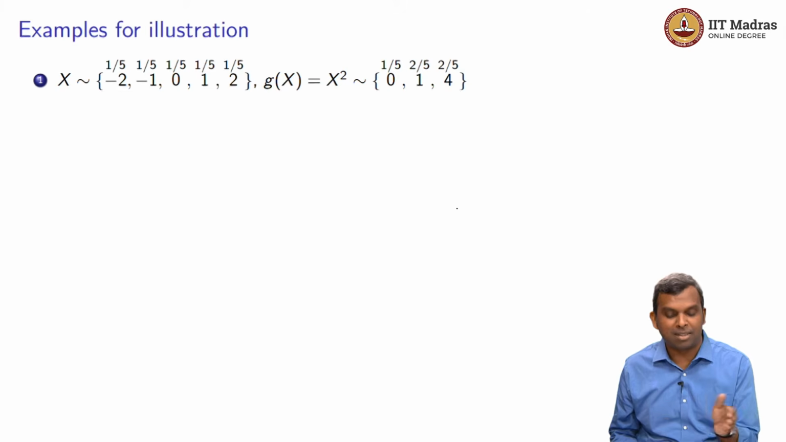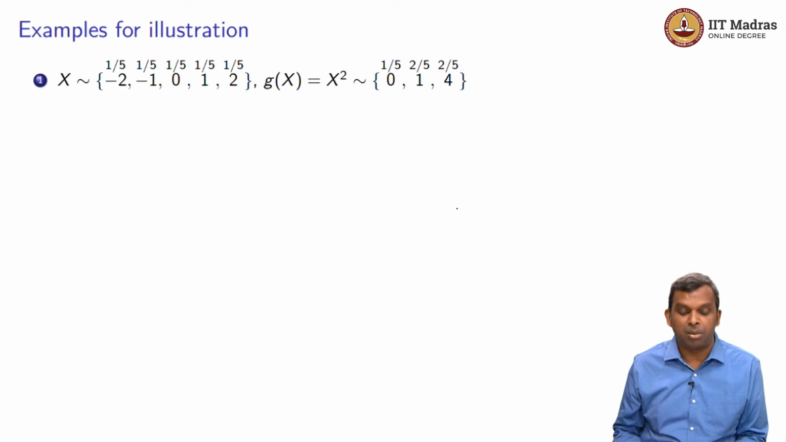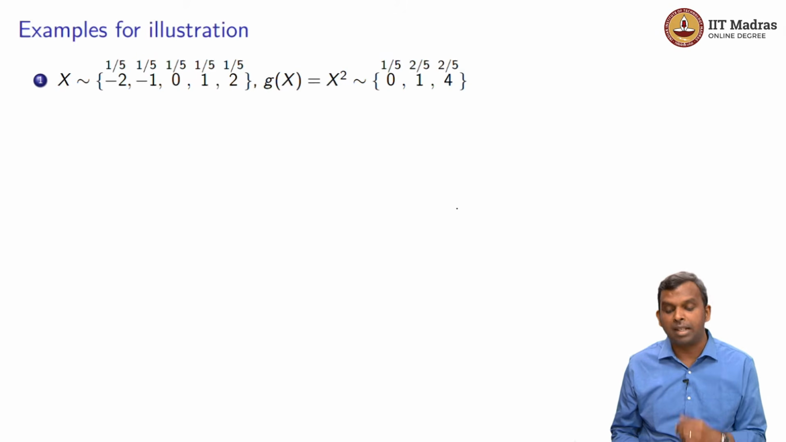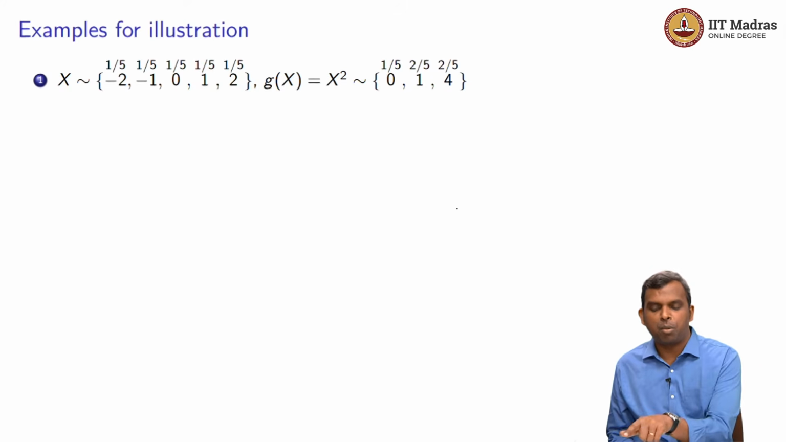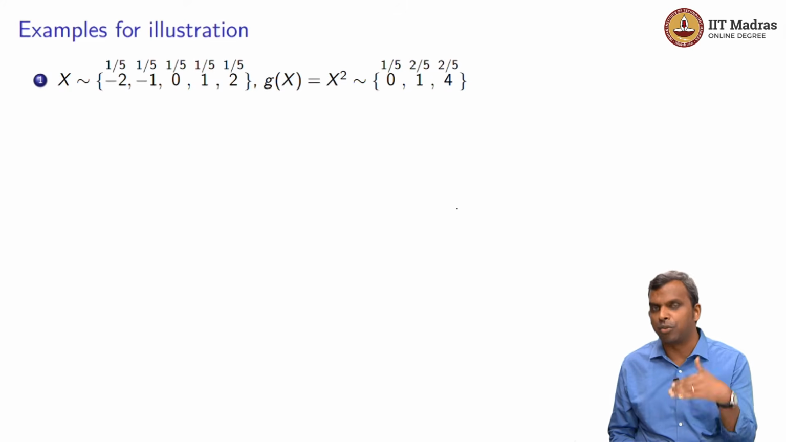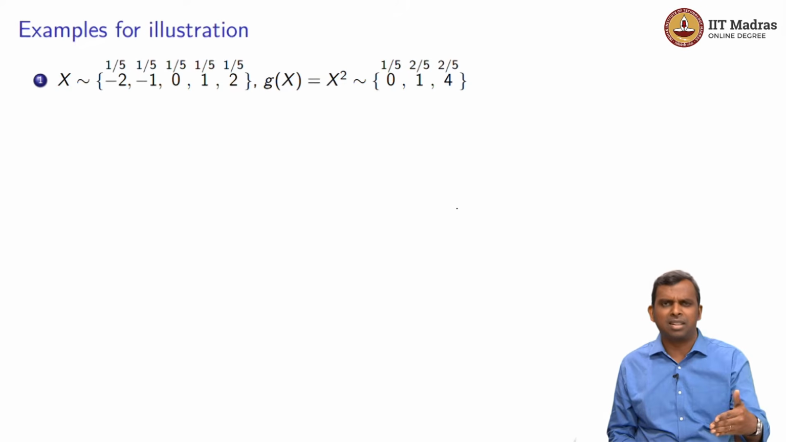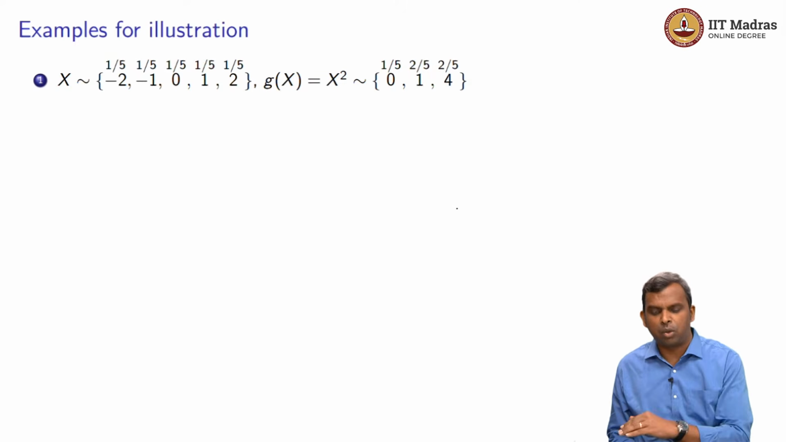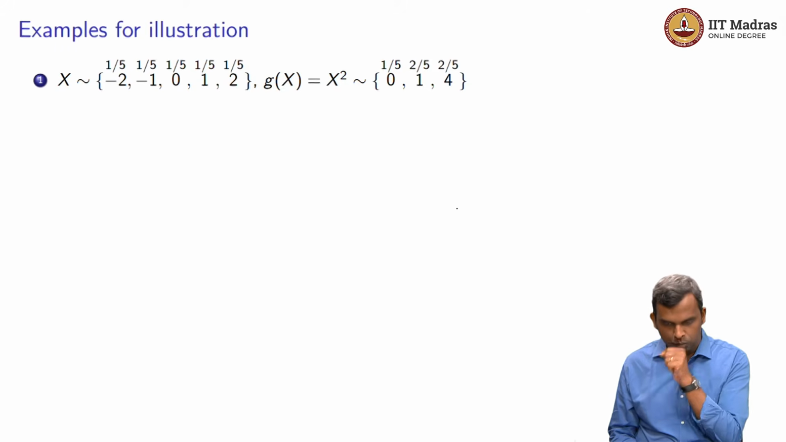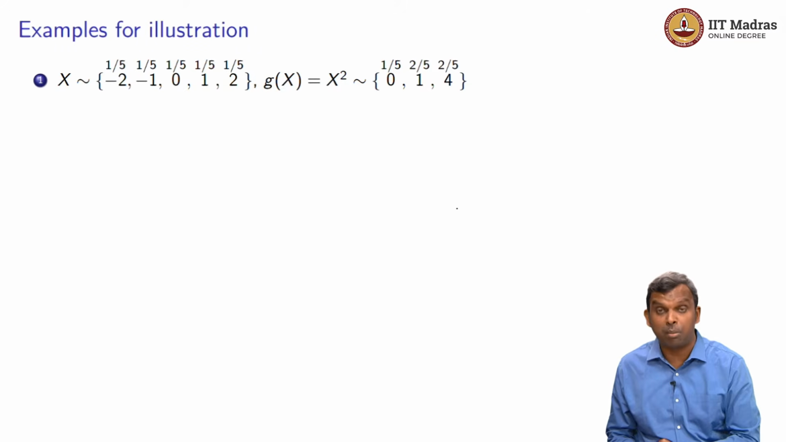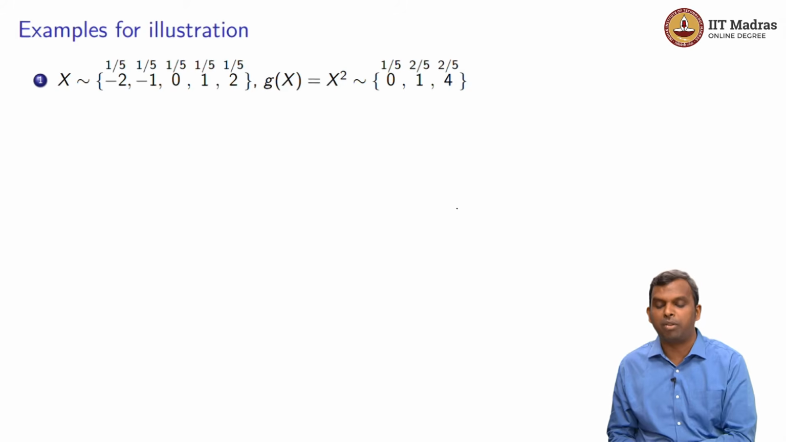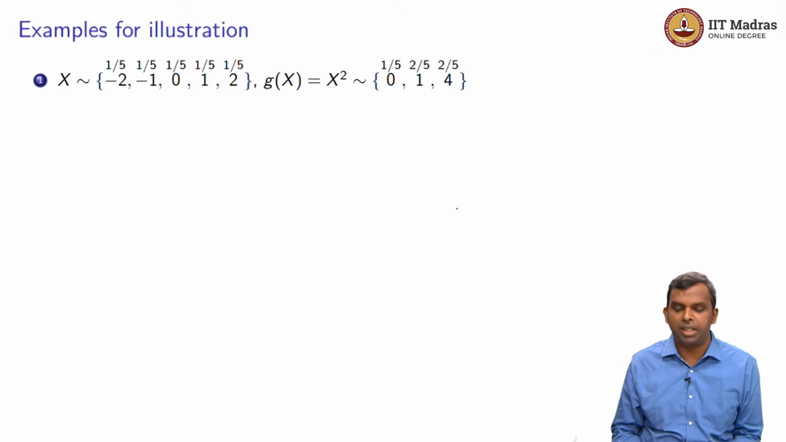Here's a simple example. X is a uniform random variable on minus 2, minus 1, 0, 1, 2. Let's look at the function x squared. Okay, so it's 0, 1, 4, and you can find the probabilities. We've seen this before. A few lectures back, we saw how to find the PMF of a function of random variables. You can use the table method here if you like. Just write it down as a table and calculate. You know that x squared will be 0 with probability 1 by 5, will be 1 with probability 2 by 5, and 4 with probability 2 by 5.